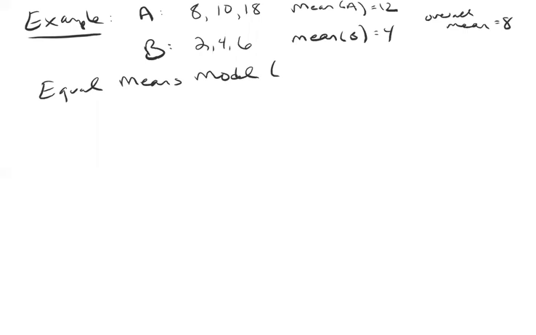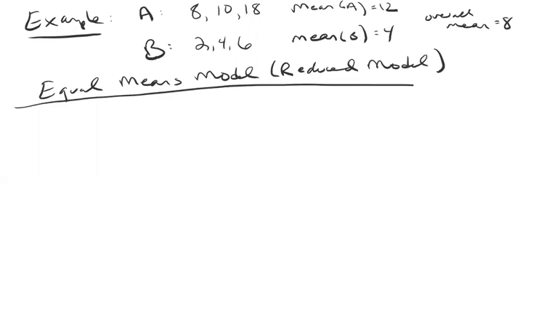The equal means model is also called the reduced model. Why reduced? Well, you can't have a simpler model than assuming that the means are the same in every group. So what I'm going to do to talk about this equal means model is I'm going to write down our 6 data points. I'm just going to write them down. 8, 10, 18, 2, 4, and 6.